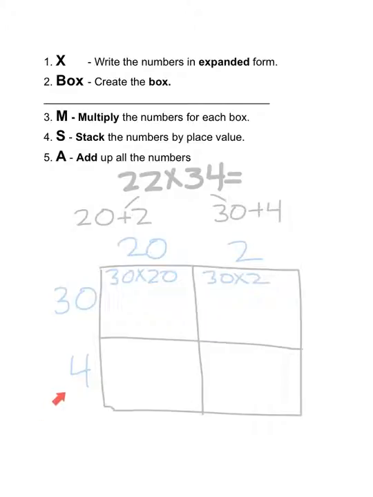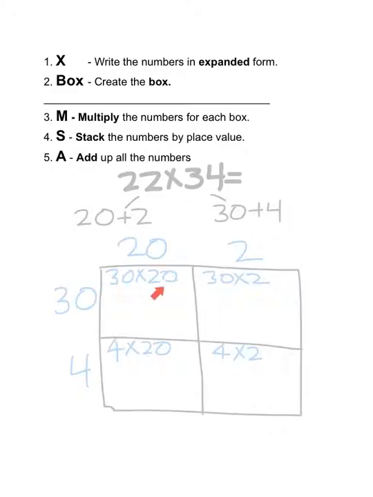And continuing to this one here, we're going to do 4 times the 20. And then the last one obviously is 4 times the 2, and that will go right here. Okay, so the next step is to do the actual multiplication.